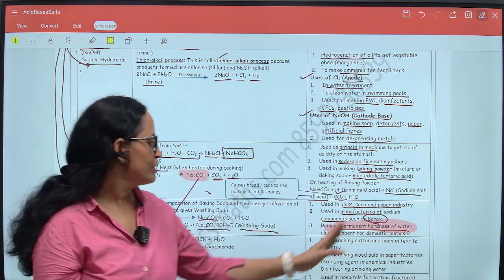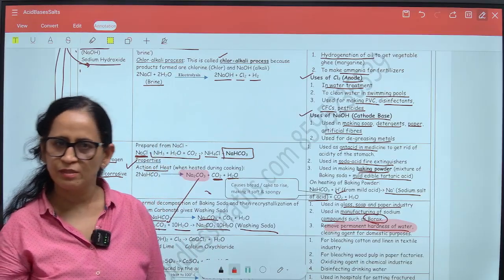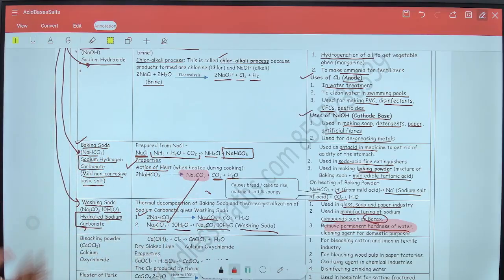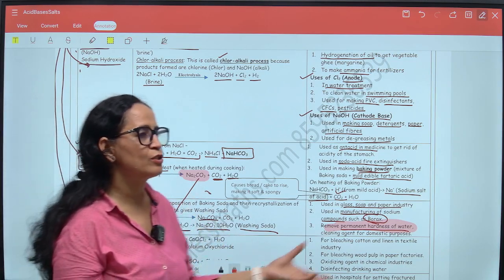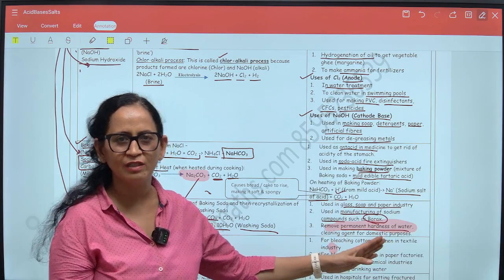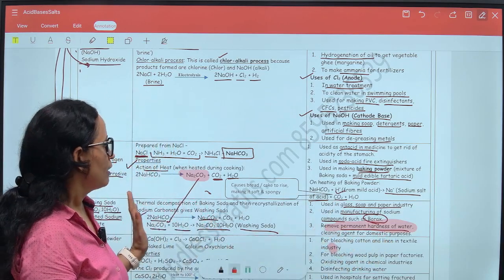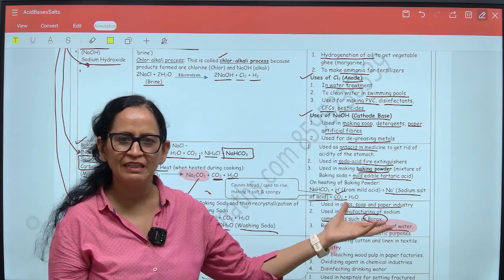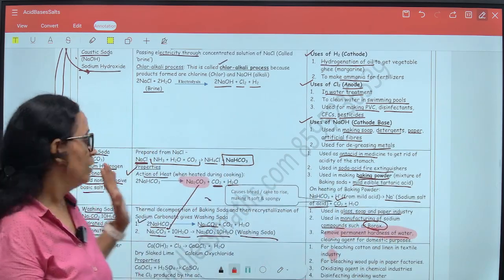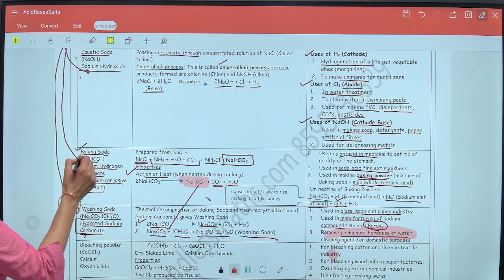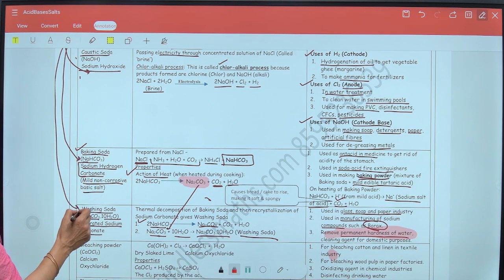It is also used as a cleaning agent for domestic purposes. As the name tells you, washing soda is used for cleaning and washing purposes. So which compound is used to remove permanent hardness of water? Washing soda. Which compound is used for baking cakes? Baking soda. These are the common names. You should know baking soda is sodium hydrogen carbonate. Washing soda is hydrated sodium carbonate.